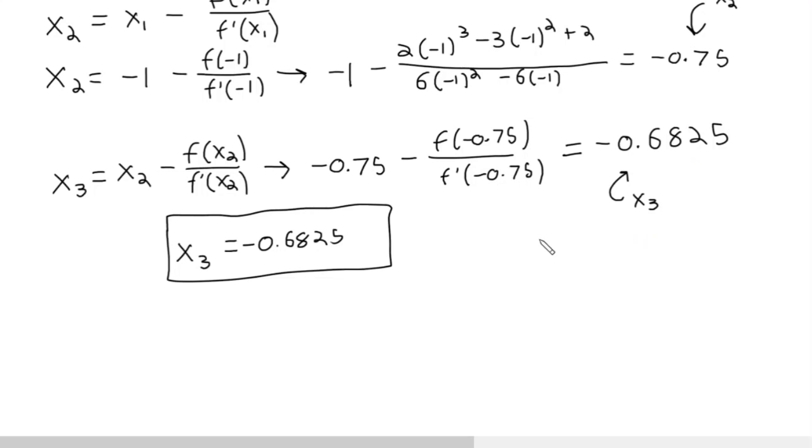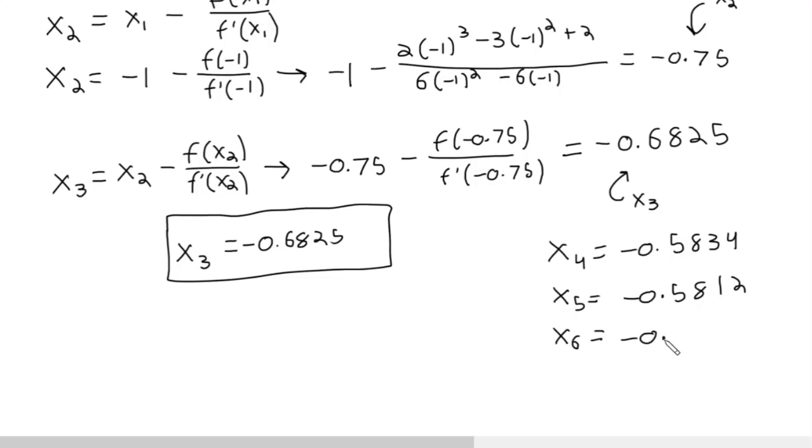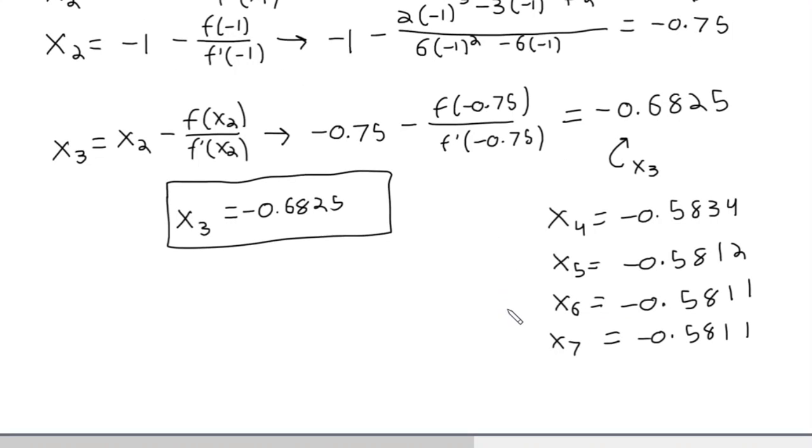So for example, just for example, let's say that x sub 4 equaled, I don't know, like negative 0.5834, and then x sub 5 equaled negative 0.5812. x sub 6 equals negative 0.5811, and then x sub 7 equaled negative 0.5811.